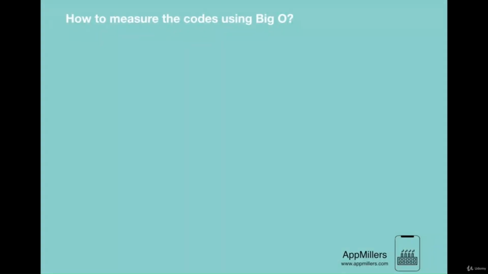Alright, till this lecture in this section, we have learned different features and types of big O. Now in this lecture, we will look at how to measure the time complexity of codes using big O. To make our lives easier, I have created a list of rules which will help you when you analyze any code. In the resource section of this lecture, you can find a PDF version of these rules. Okay, let's look at what these rules are.